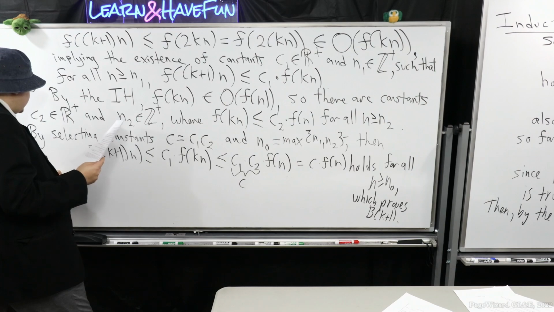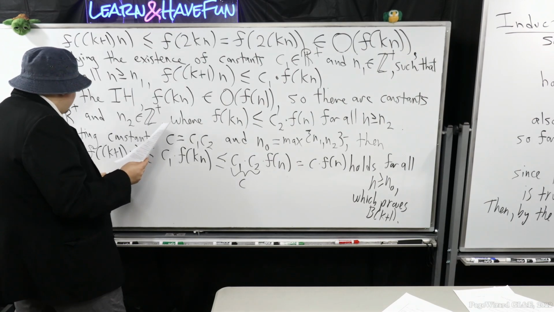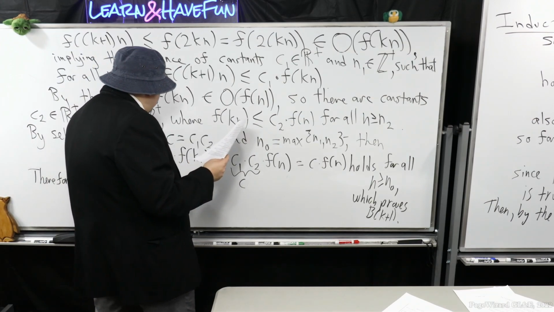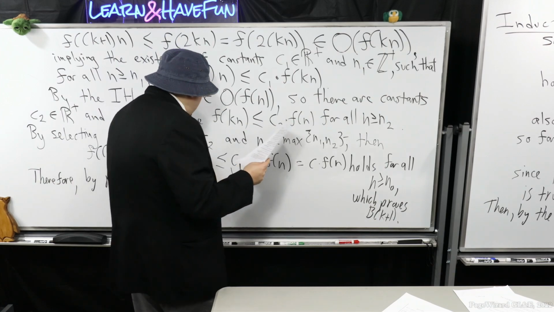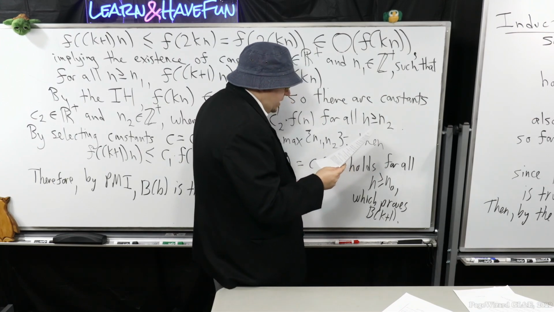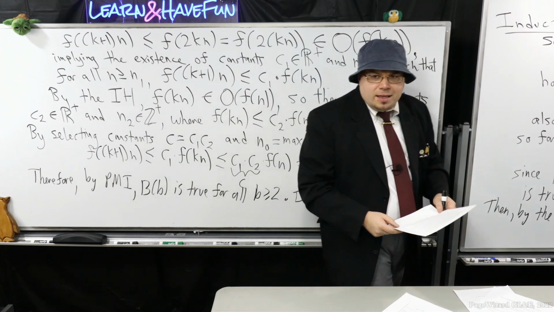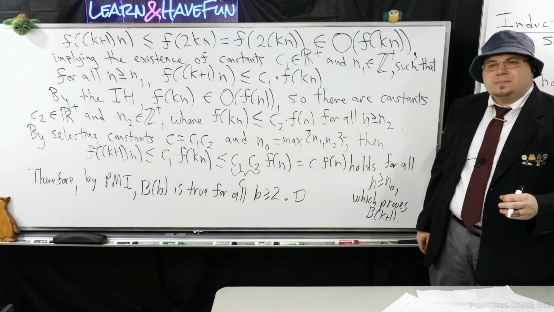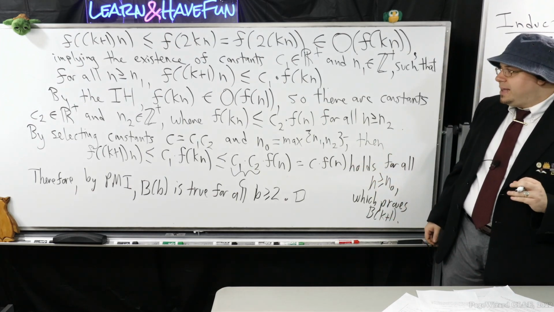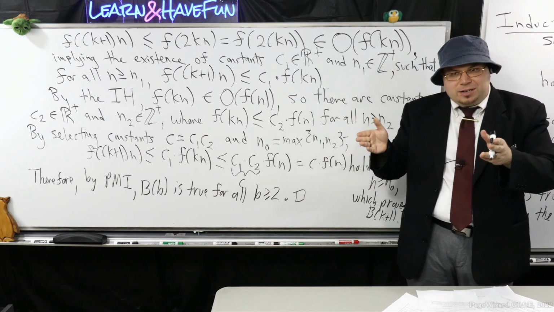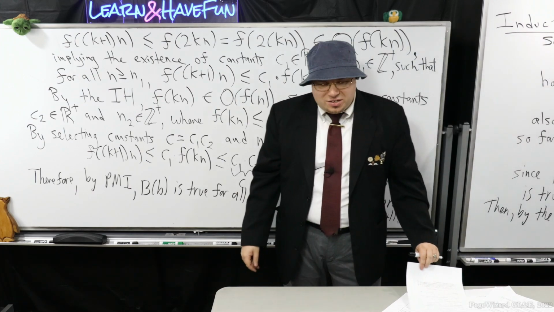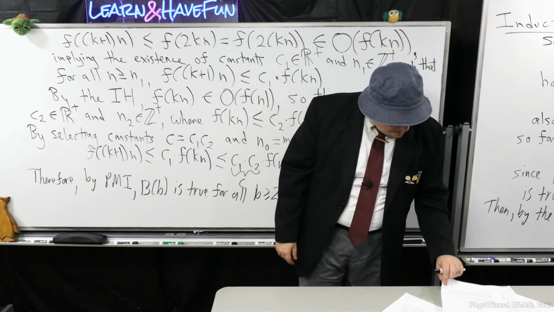Therefore, by the principle of mathematical induction, I'm just going to abbreviate it as PMI, b of b is true for all b greater or equal to 2, which proves the claim, and we're done. So are there any questions about that? This is the first key ingredient for proving the smoothness rule: we show that every smooth function, if a function is smooth, then it has to follow that it is b-smooth. We're going to need this b-smoothness property for what we would like to prove next.